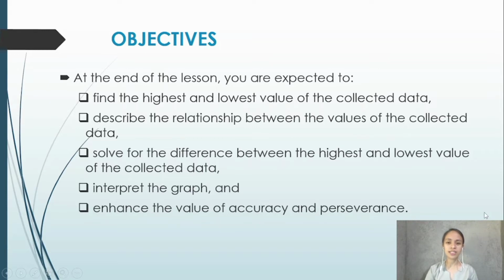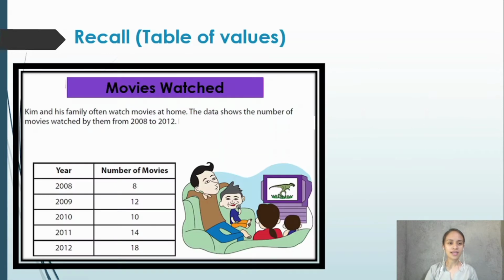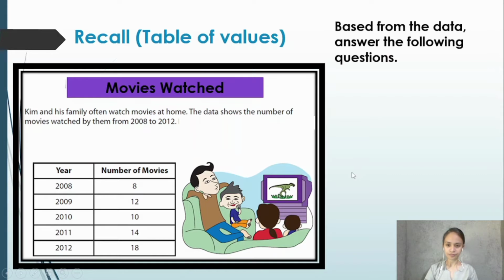So before we proceed to our discussion, let us have first a recall. The recall is all about the table of values, movies watched. Kim and his family often watch movies at home. The data shows the number of movies watched by them from 2008 to 2012. So these are the years, and these are the number of movies they watch per year. Based on the data, answer the following questions.